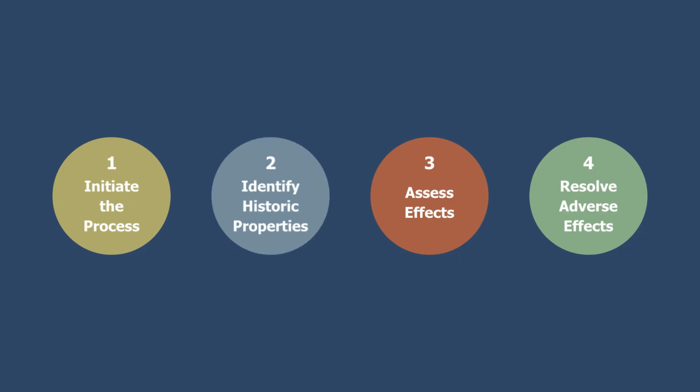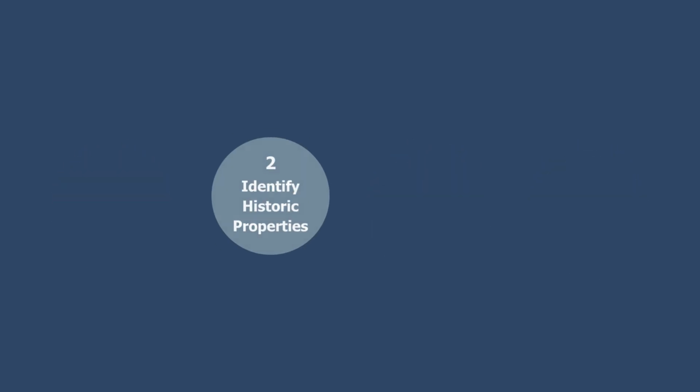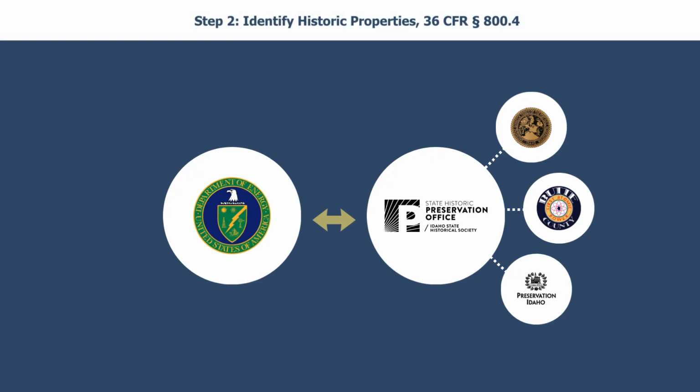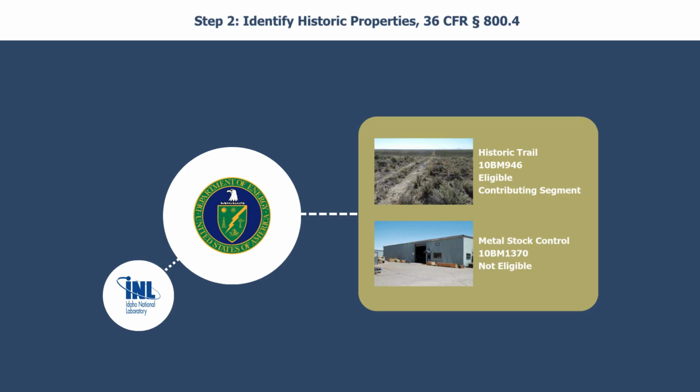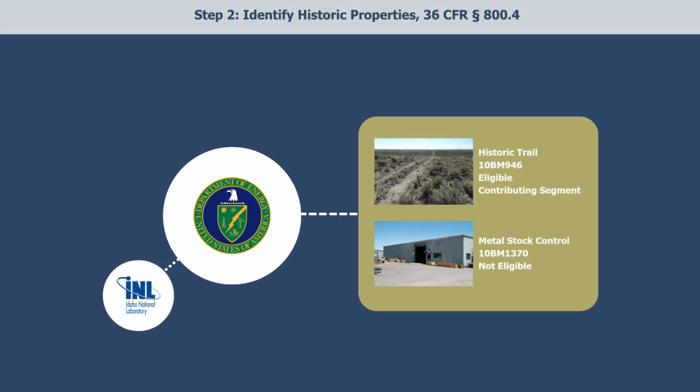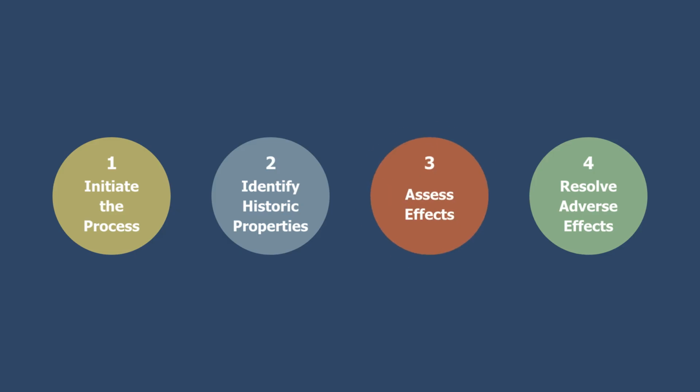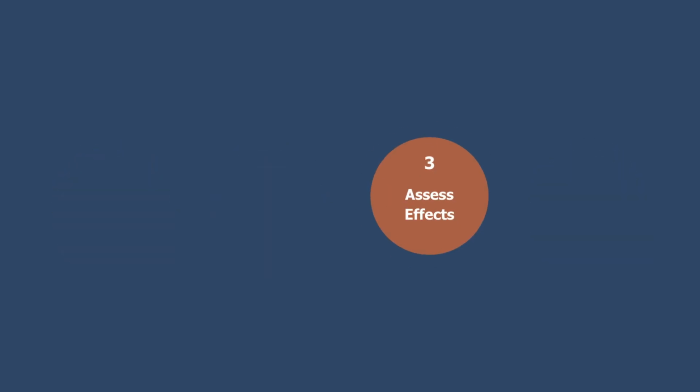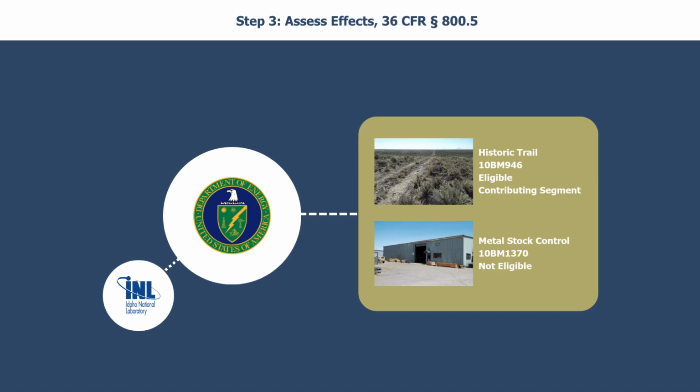Step 2 is to identify historic properties. The agency, sometimes with consultants, documents the project area to determine if historic properties are present. Step 3 is to assess effects. If historic properties are present, the agency evaluates whether the project will affect them, and if so, how.